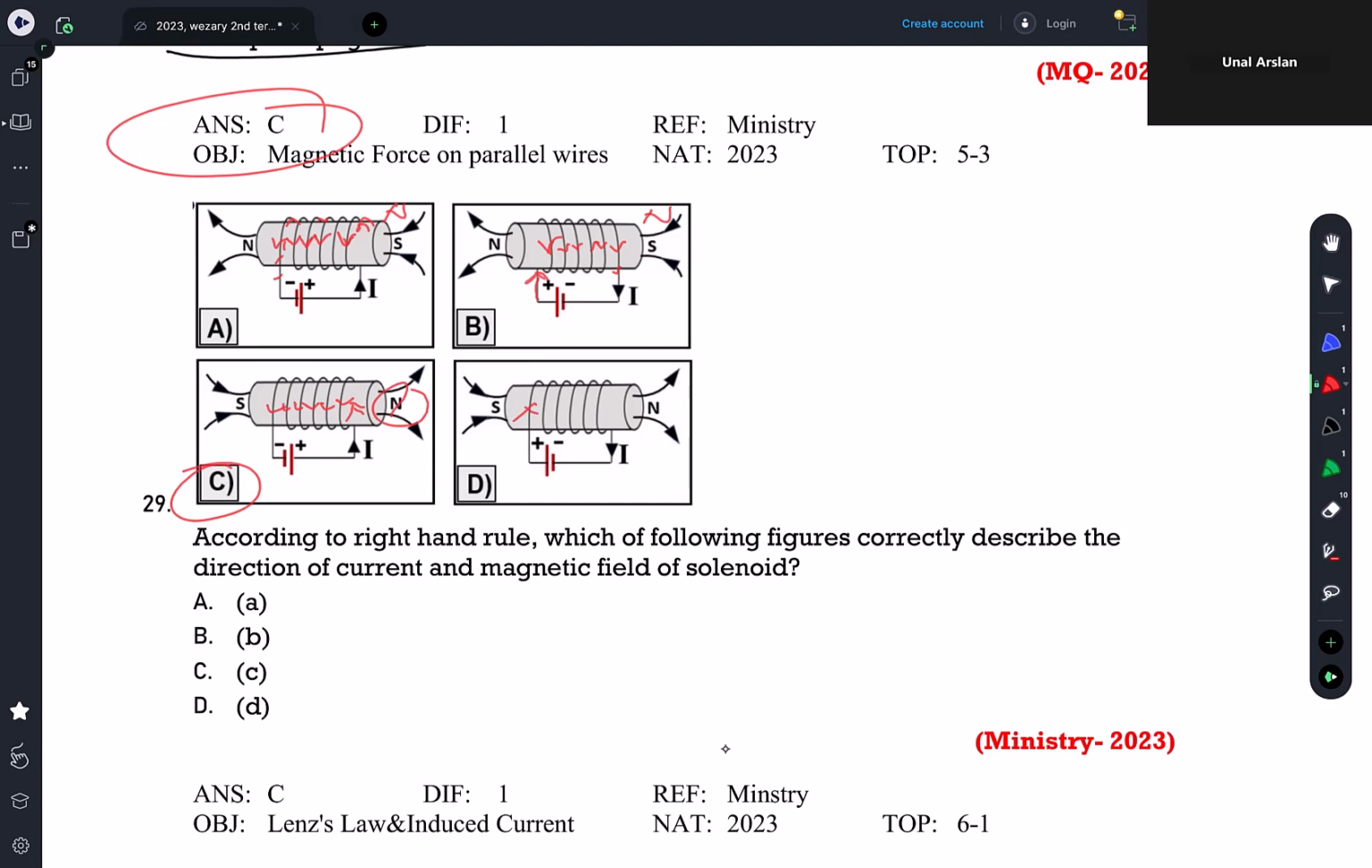This time front up, back down. So this time your forefinger must go from front up to the back down. So this time thumb will show the left side. This is the N pole. So C is the correct answer in this question.